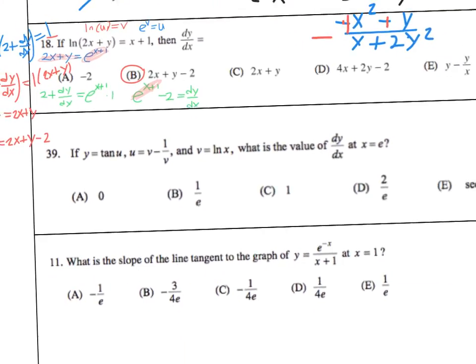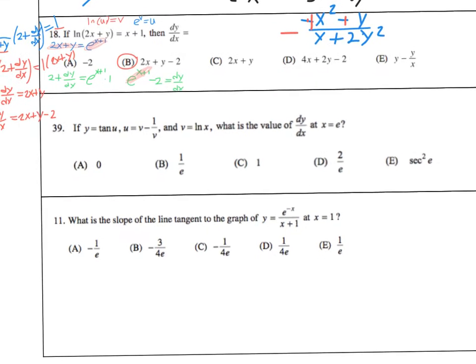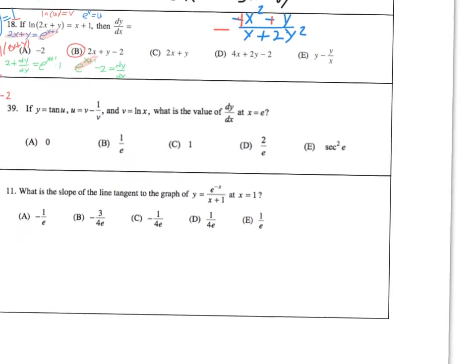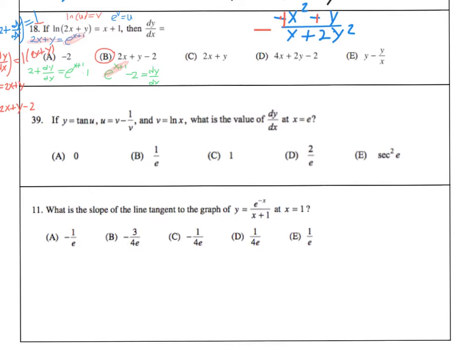Okay, 39. We've got y is equal to the tangent of u. u is equal to v minus 1 over v, and v is equal to ln of x. What is the value of dy/dx? Ugh, this is kind of a mess, huh? Okay, well, I'm not going to substitute things in, just because I think there might be some cool things we can do symbolically to make this a little bit less stressful for us.